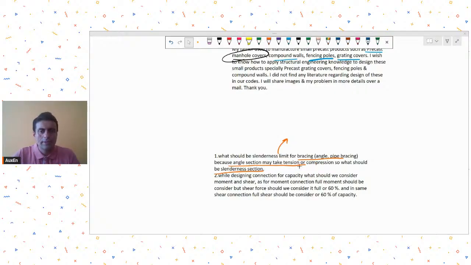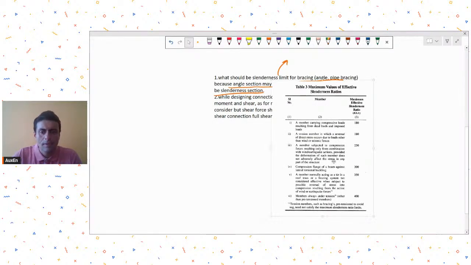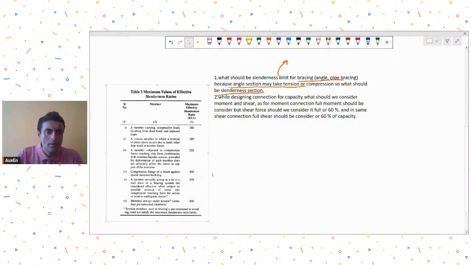Slenderness ratio limits, Table 3, IS 800-2007. A member carrying compressive loads resulting from dead loads and imposed loads. So if your bracing is such that it may have compressive loads due to gravity loads also, then you need to restrict your bracing slenderness ratio to 180.